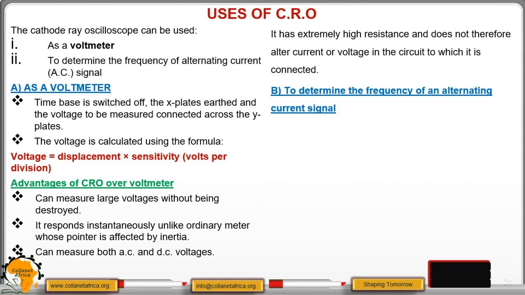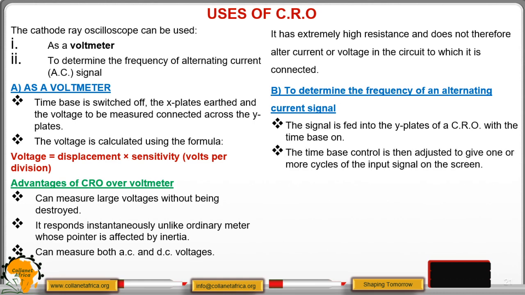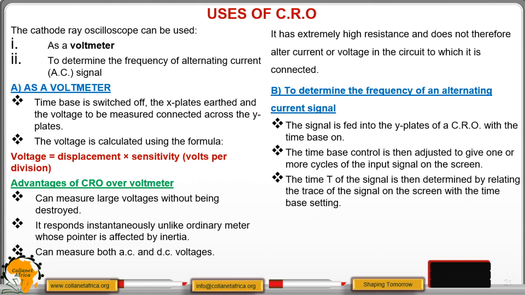Then it can be used to determine the frequency of an AC signal. For this to happen, the signal is fed on the Y plates of a CRO with the time base on. Remember, as a voltmeter, the time base was off. But now when you want to measure the frequency, the time base is on. Then the time base control knob is adjusted so that it can give 1 or 2 cycles on the screen.